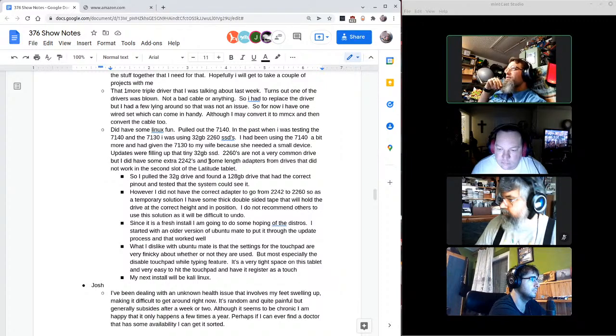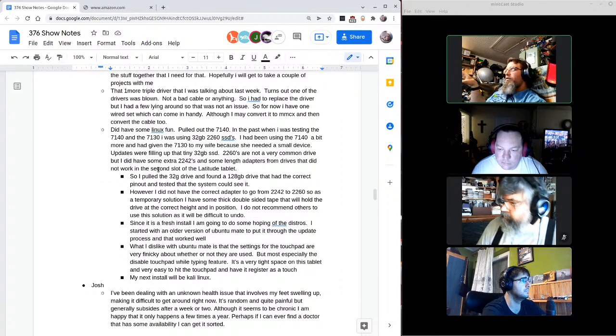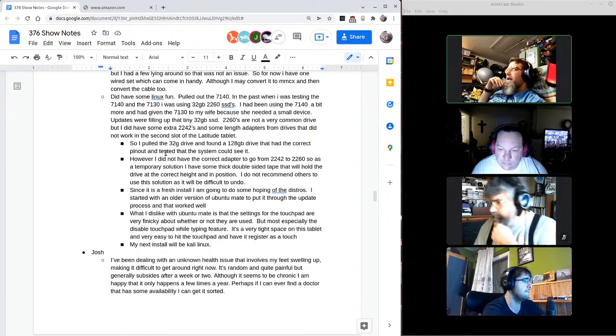But I did have some extra 2242s floating around and some linked adapters from drives. But the linked adapters, they did not work. I attempted to put them in the Latitude tablet, and it's very particular on what drives it'll take. So I ended up pulling the 32 gigabyte drive, and I found a 128 gigabyte drive that had the correct pinout and tested that the system could see it.